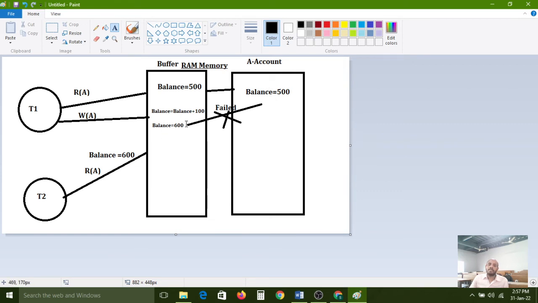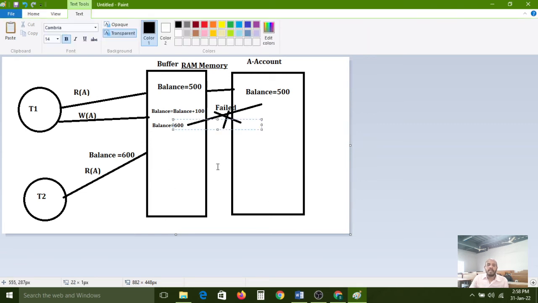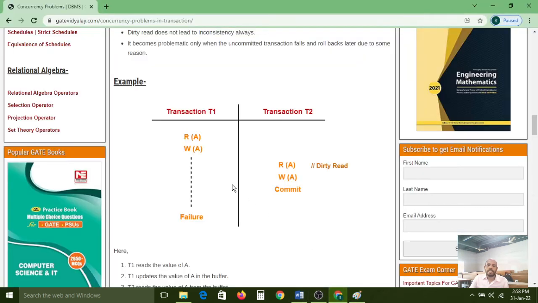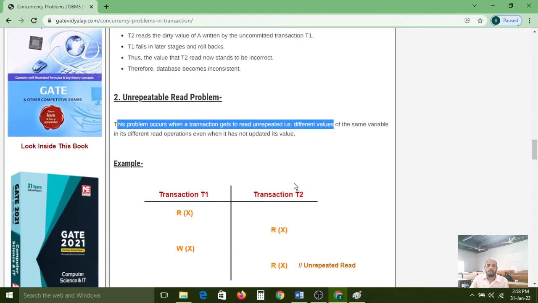But here the balance variable is available, na? The T1 transaction already stored it. T2 is also using that one only. But T1 failed and the transaction has not committed. Then T2 is still waiting with that result, na? With that value. So every time it is getting the wrong results while reading.